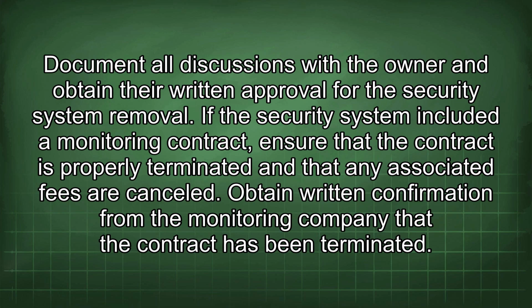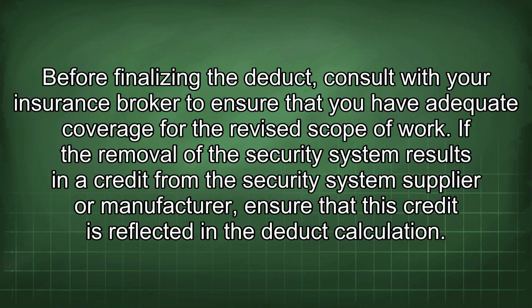If the security system included a monitoring contract, ensure that the contract is properly terminated and that any associated fees are cancelled. Obtain written confirmation from the monitoring company that the contract has been terminated. Before finalizing the deduct, consult with your insurance broker to ensure that you have adequate coverage for the revised scope of work. If the removal of the security system results in a credit from the security system supplier or manufacturer, ensure that this credit is reflected in the deduct calculation.